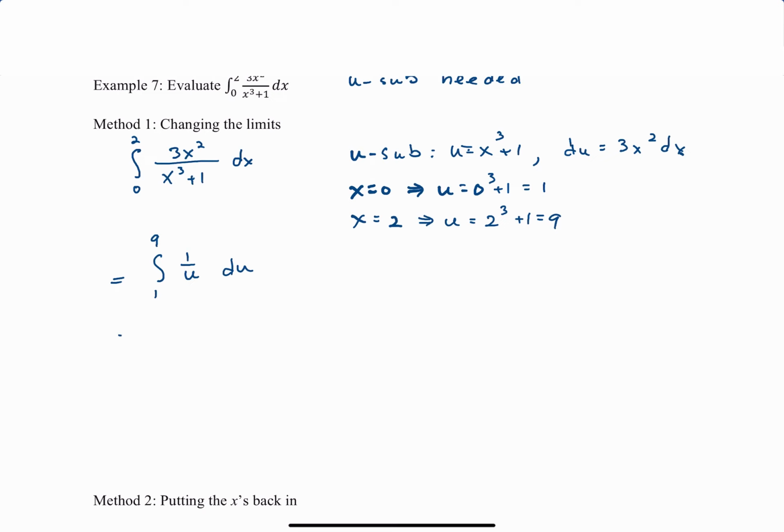The antiderivative for 1 over u is ln of the absolute value of u, and we're evaluating that from 1 to 9. So we have the ln of 9 minus ln of 1. Now the ln of 1 is just a 0, so that leaves us ln of 9, which is our final answer.